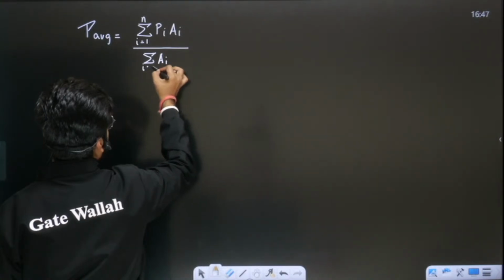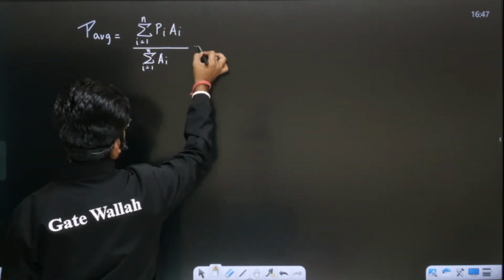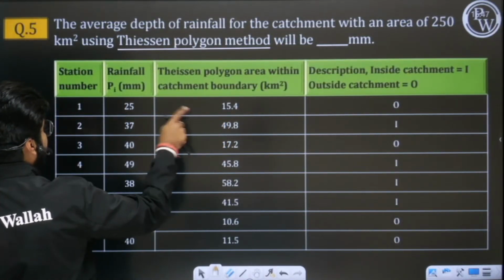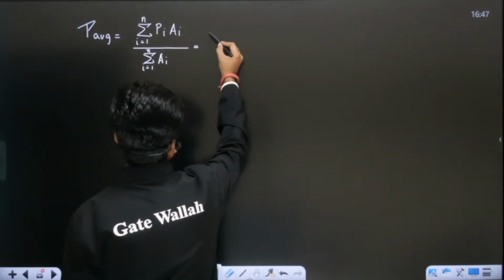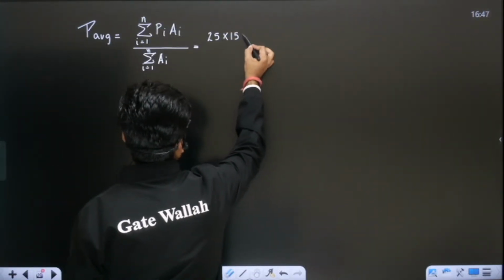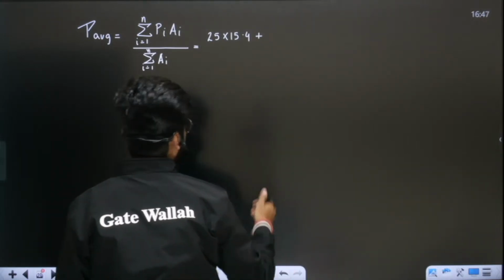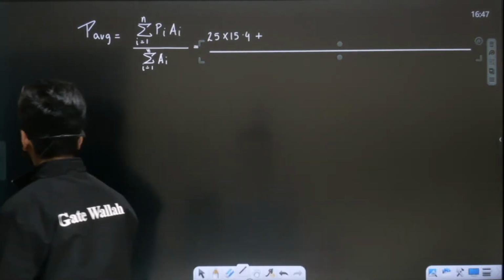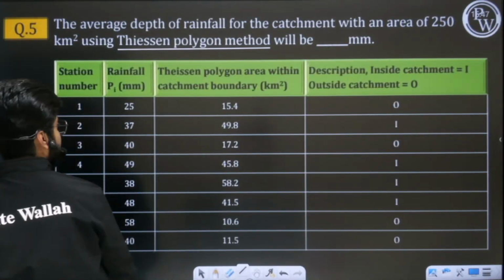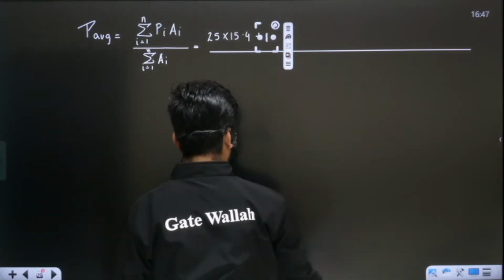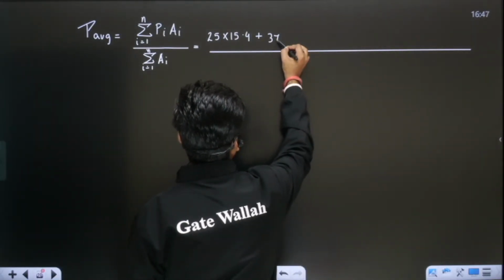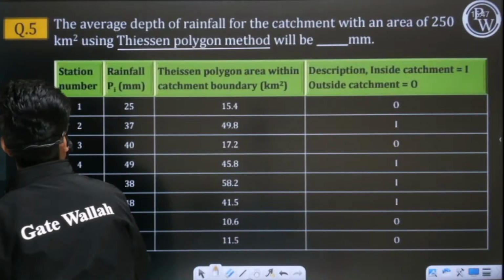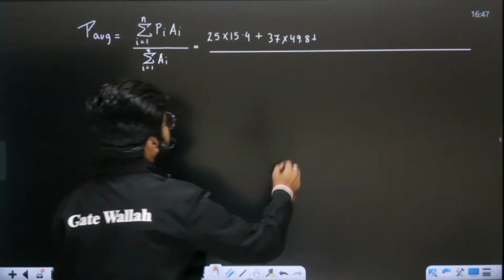Again from 1 to n. So simply do P1 A1, P2 A2, like that. This is your P1, this is your A1. So P1 A1 is 25 into 15.4, plus, like this we will add all of them. Then 37 into 49.8, like this. So in total we will have 8 combinations here.